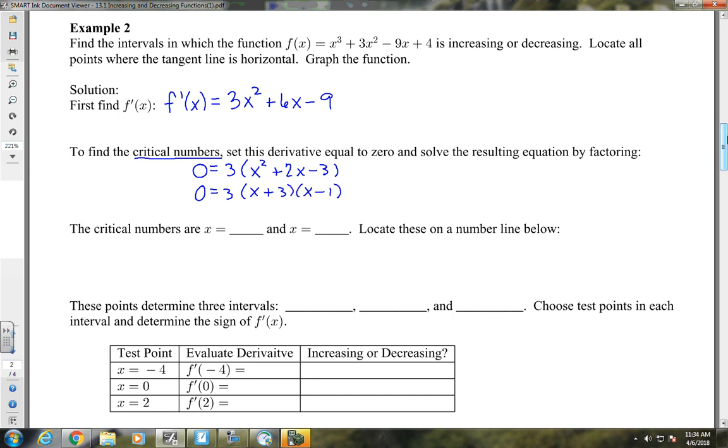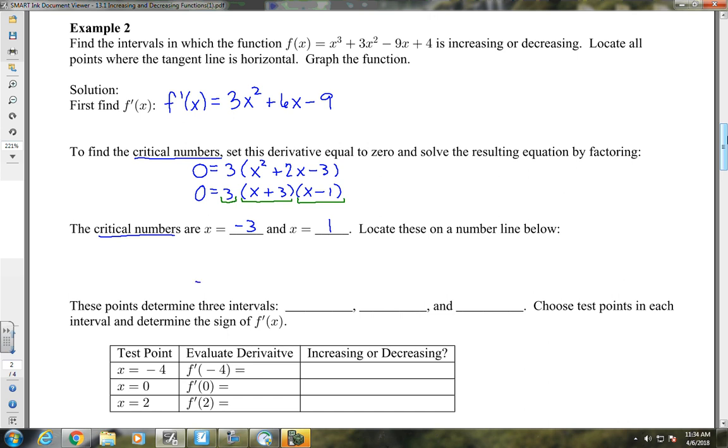When we set each of those factors equal to 0, we're only going to get two answers. Notice I'm going to ignore this constant factor because it will never be equal to 0. But when we set x plus 3 equal to 0, we get the value of negative 3. And when we set x minus 1 equal to 0, we get x equals 1. Those, again, are called critical numbers, values where your derivative is equal to 0. Locate these on a number line below.